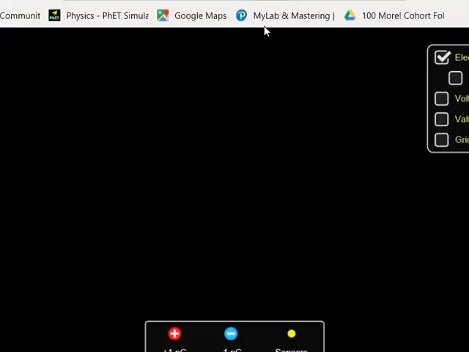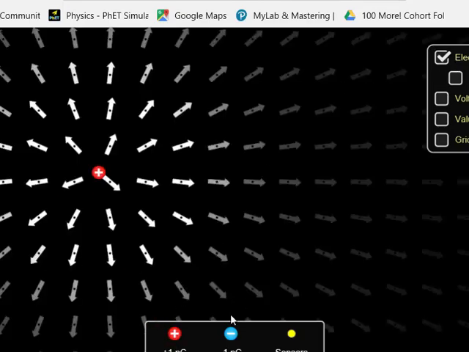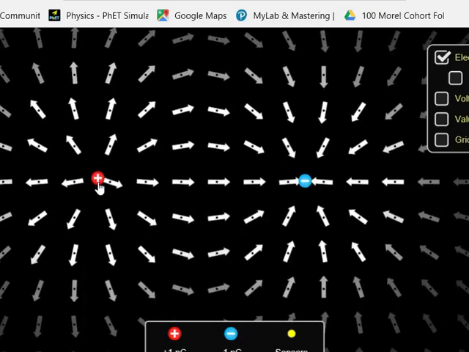Let's take a look at this simulation showing electric field lines and equipotentials. First of all, by default, electric field is checked. And you'll notice that if I take a positive charge and a negative charge and set them up here, we get the electric field lines that we would expect, right? So this is the electric field of a dipole. We can see that the field lines are leaving the positive charge and going towards the negative charge.